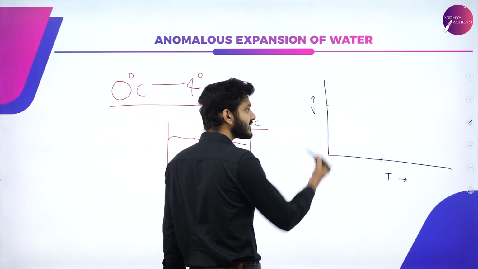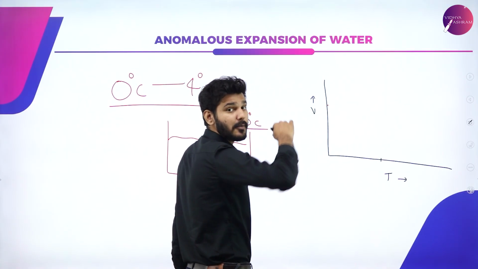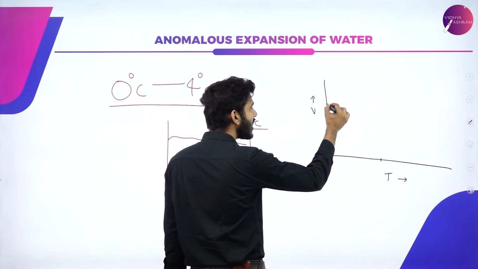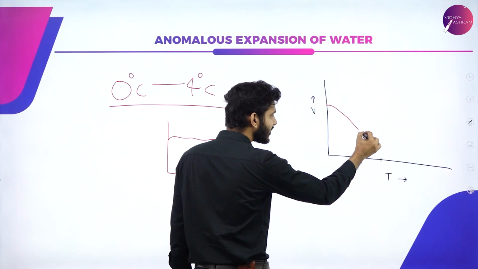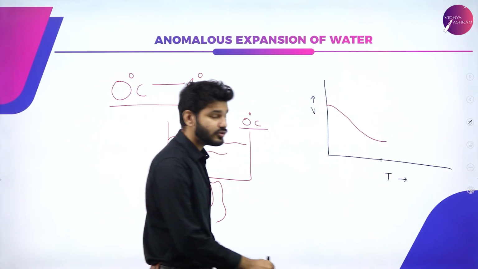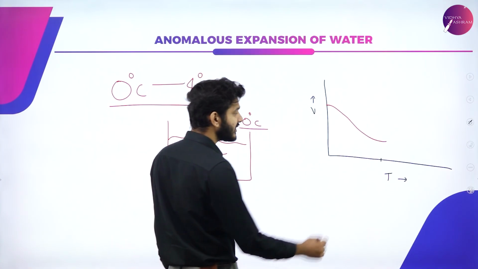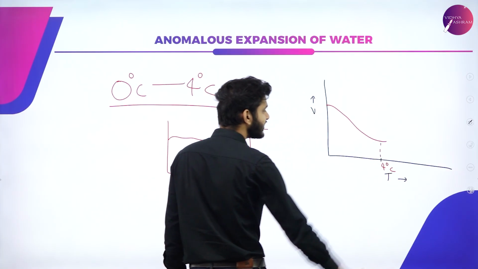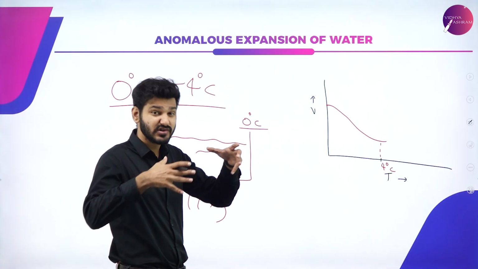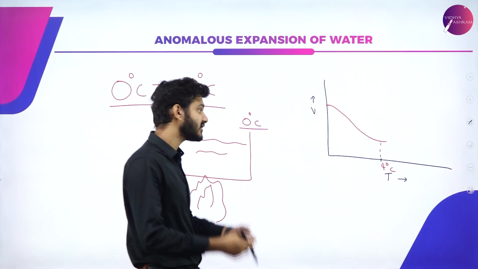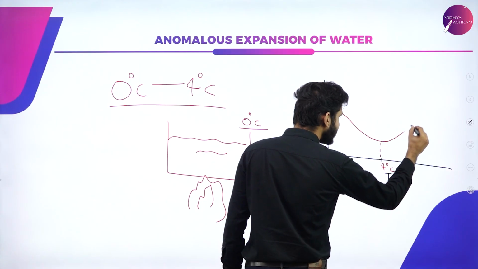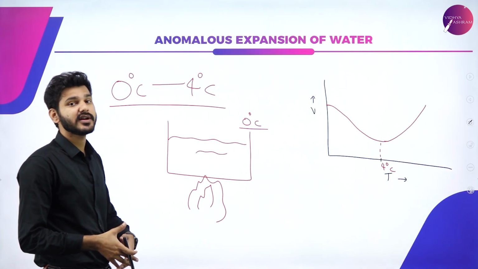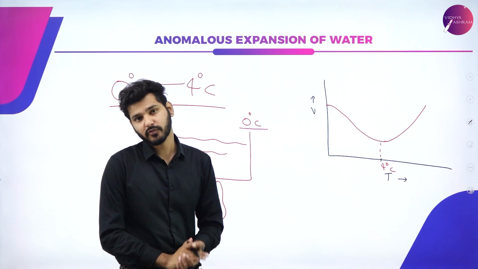So what we expect is that volume should increase. But instead of doing that, from 0 to 4 degrees Celsius, the volume actually decreases first, up to a certain mark, and that mark is 4 degrees Celsius. So up to 4 degrees Celsius, water actually contracts, or the volume decreases, and then it increases. This particular trend of water is known as anomalous expansion of water.